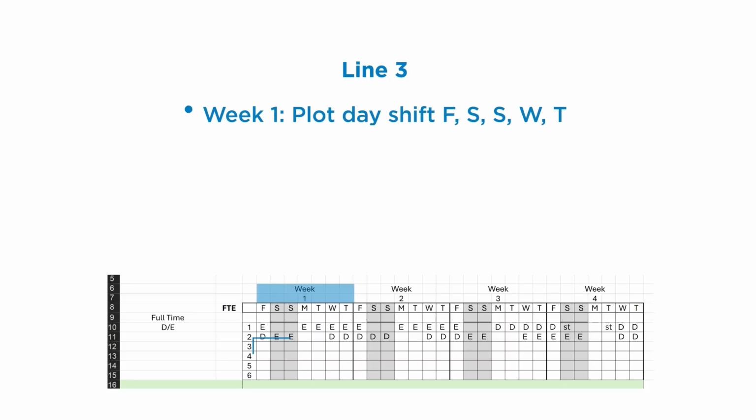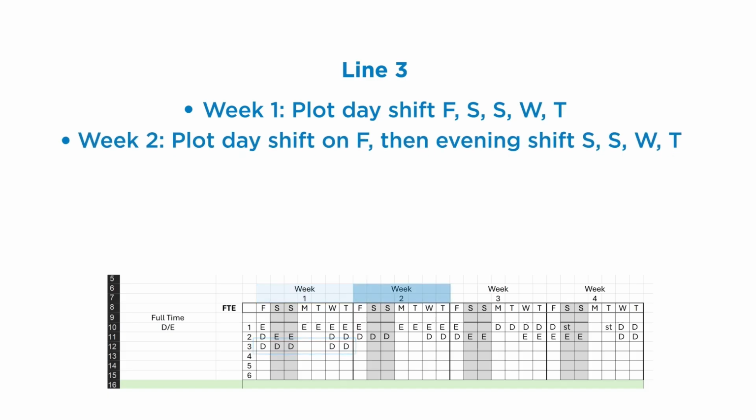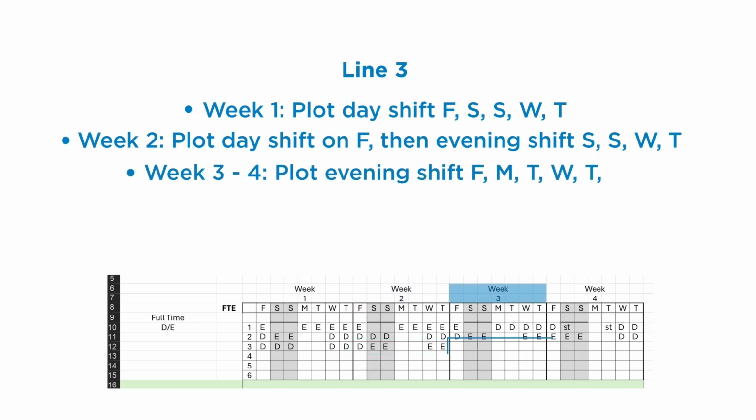Next line 3. Week 1, plot day shift F, S, S, W, T. Week 2, plot day shift on F, then evening shift S, S, W, T. Week 3 and 4, plot evening shift F, M, T, W, T.